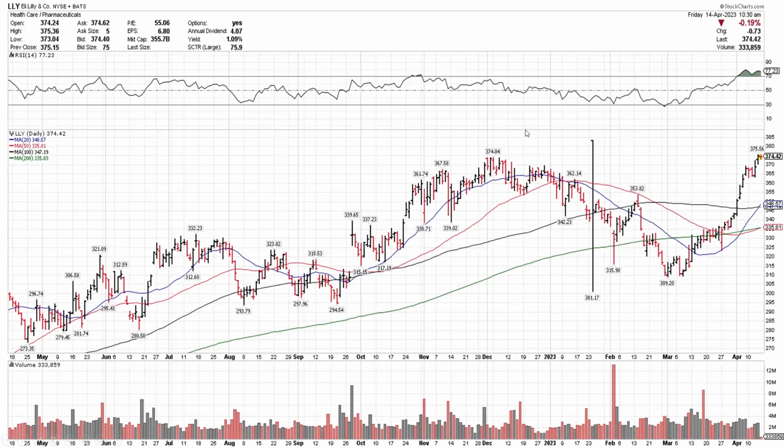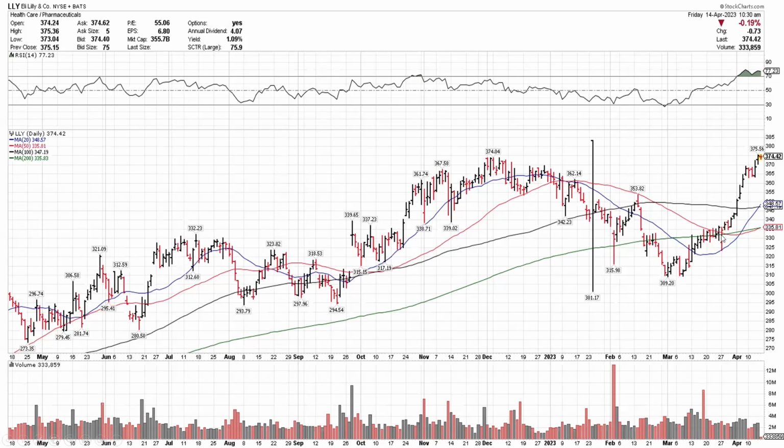So Eli Lilly was a very strong stock. It was one of the leading stocks in 2022. And then it started to turn down sharply. The healthcare sector rolled over as technology and some of the other higher beta stocks started to lead higher. So Eli Lilly's recently had about a 20% or so pullback, it looks like on the chart. But then we've got some recovery signs here.